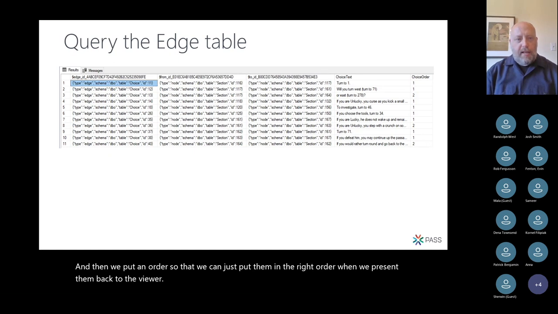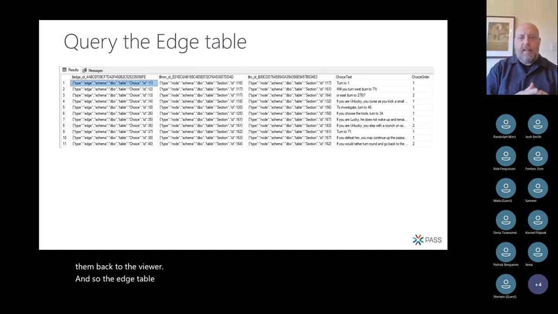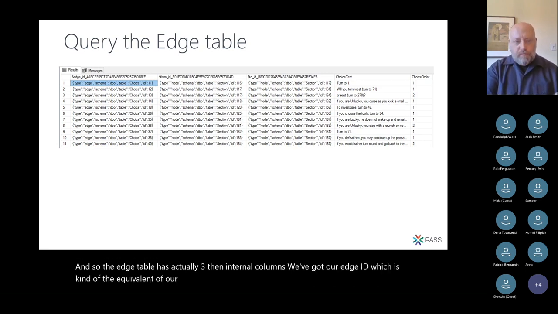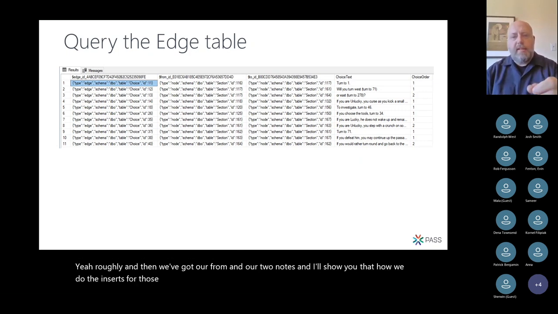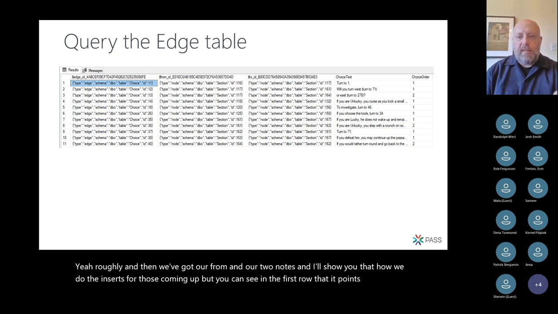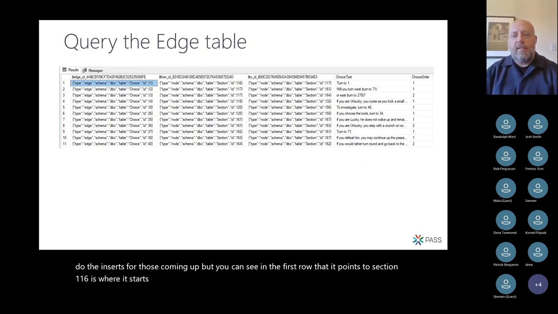And so the edge table actually has three internal columns. We've got our edge ID, which is roughly the equivalent of our primary key. And then we've got our from and our to nodes. I'll show you how we do the inserts for those coming up. But you can see in the first row that it points to section 116 is where it starts, and it goes to the section with ID 117.